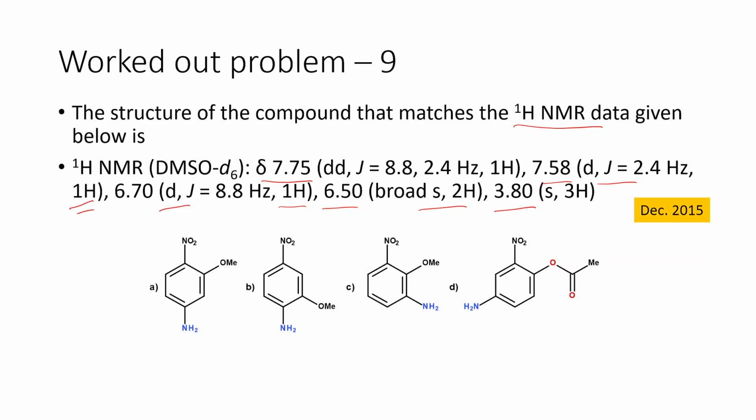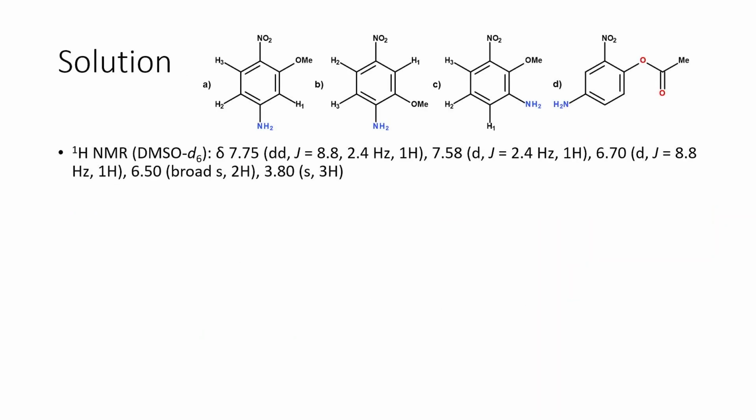So these are all the different values which are given, and based on that we are going to find out what is going to be the structure of the compound which matches with the given NMR spectrum. This question was asked in December 2015. So let us work out which options we can actually rule out. Based on that, can we figure out what is the right compound? So let us move on to solving the problem.